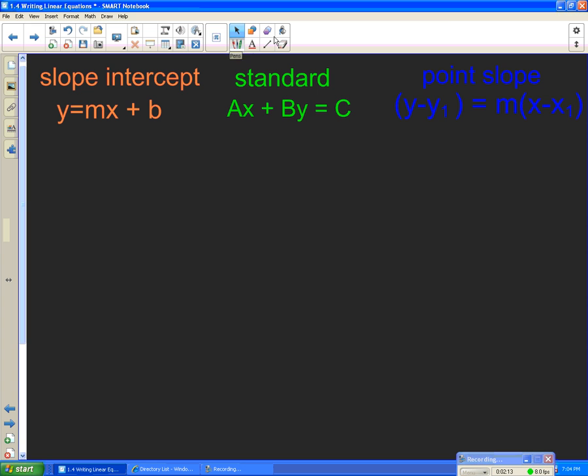So let's say we've got a slope of 2/3, and let's say we have a point, and our point is 3, -1. So here I have a point and a slope. Well, of the three forms, if I have a point and a slope, the one that makes sense to use would be point slope. And then I could take my point slope and I can manipulate it until I had it in slope-intercept form. So let's go ahead and try that.